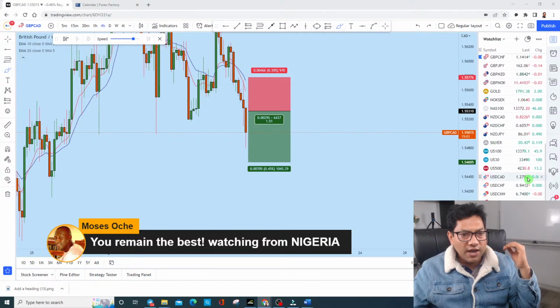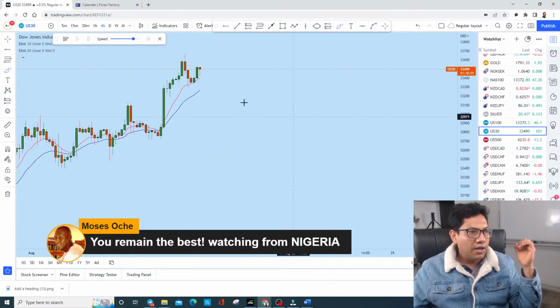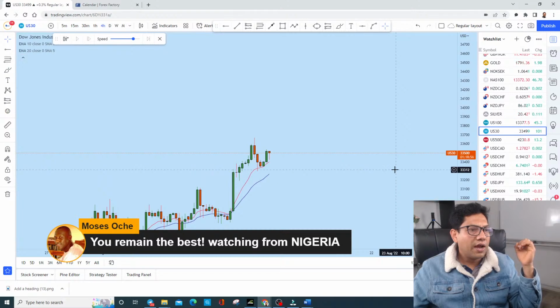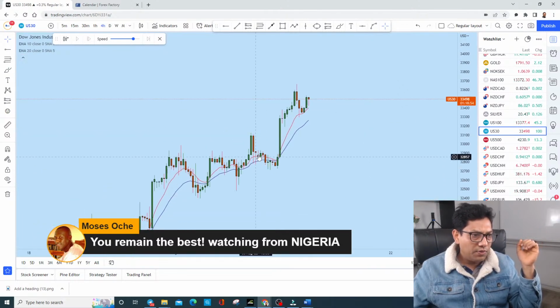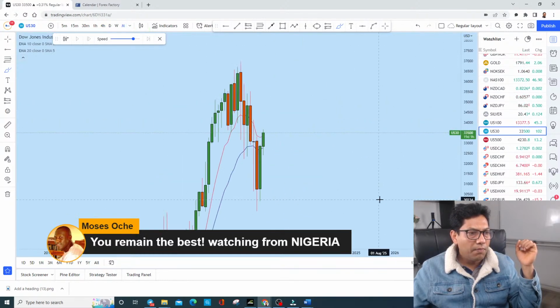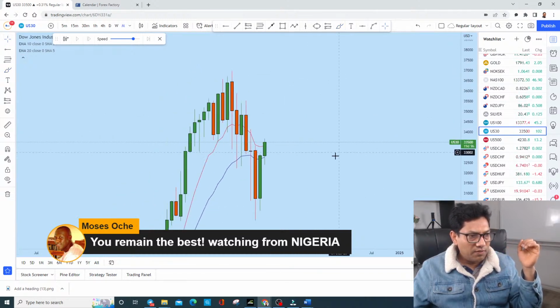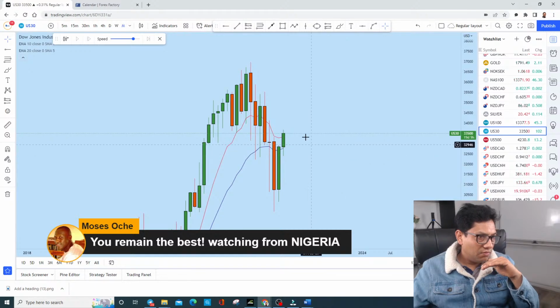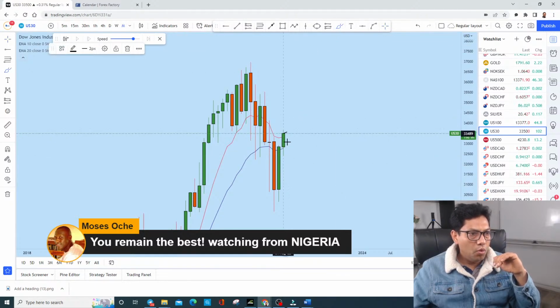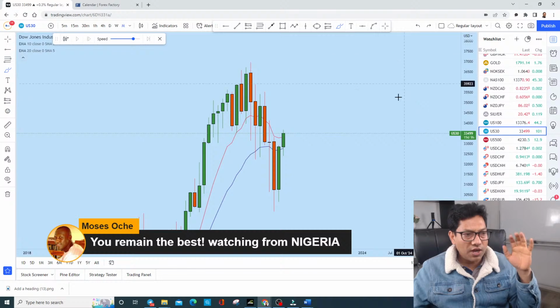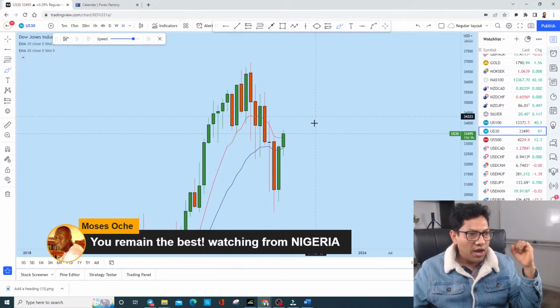So let's look at US 30 now. US 30 is showing a kind of bullish move. For a couple of days we saw the price repeatedly creating a bearish pattern and then going up again. If you look at the bigger picture from the monthly perspective, this is what I previously mentioned, that we might see a movement to the upside on US 30. It looks like the index is going up.